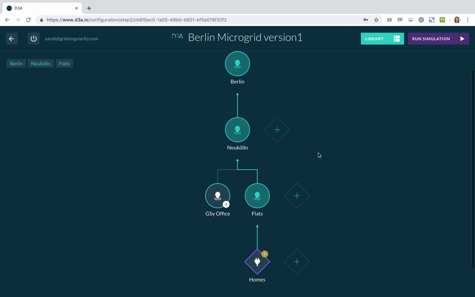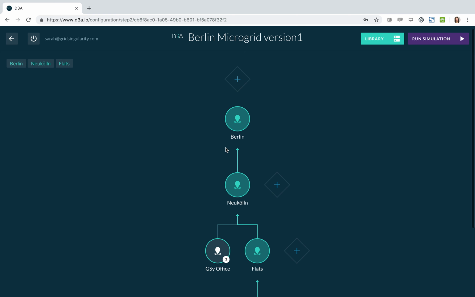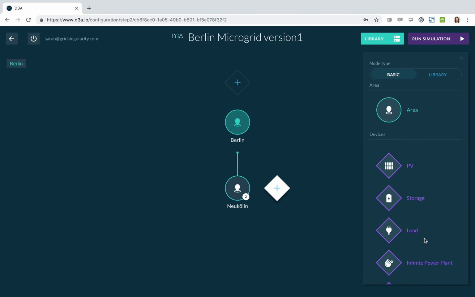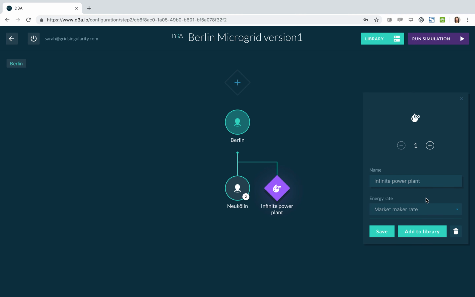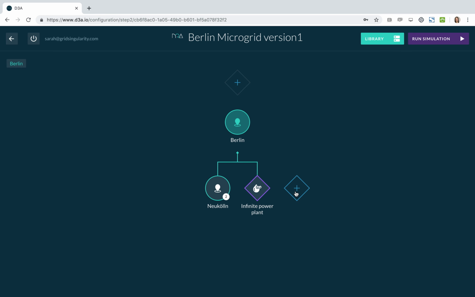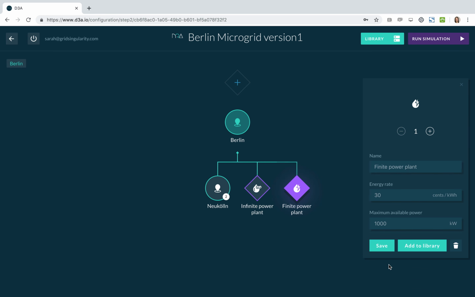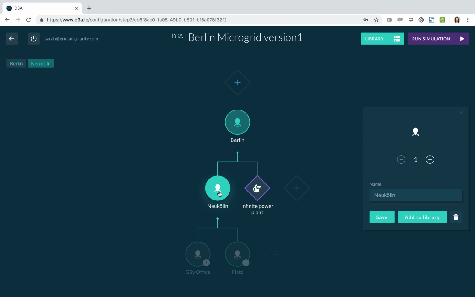Save here, and let's add some production. So inside the Berlin microgrid, there would be a power plant. We have an infinite power plant, which is like an infinite bus, so it can produce a limitless amount of energy. I'll add this, or you can also add a finite power plant, and you can say what the maximum power available for that plant is. I'll just delete here.